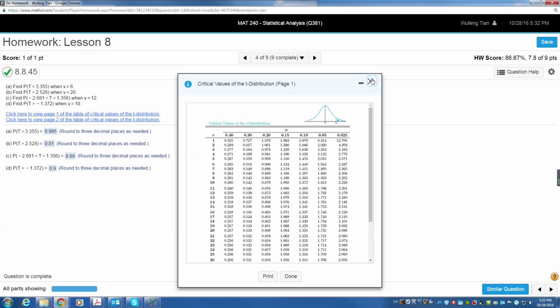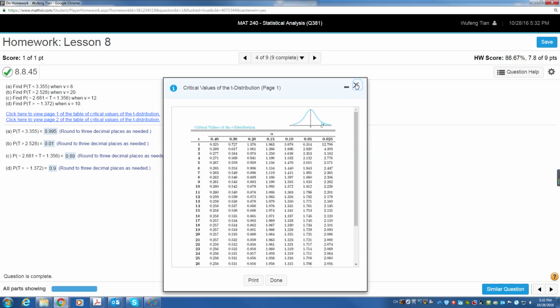Alright, so you can finish the rest of them. I think it's pretty much simple. You read the table and find the area of the probability. If it's less than, it's the left area. If it's bigger than, it's the right-hand area.